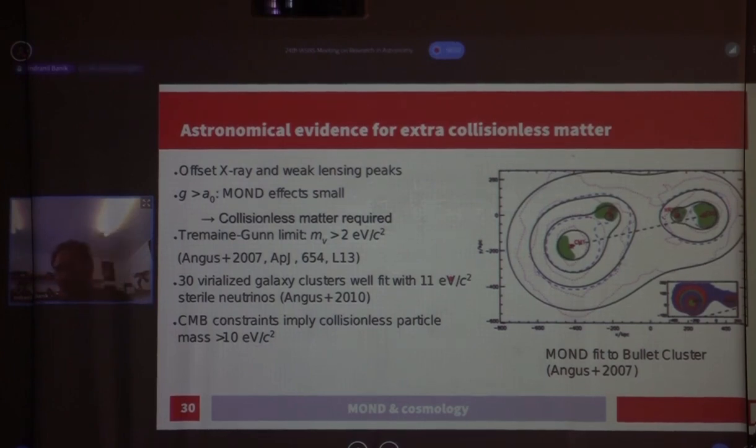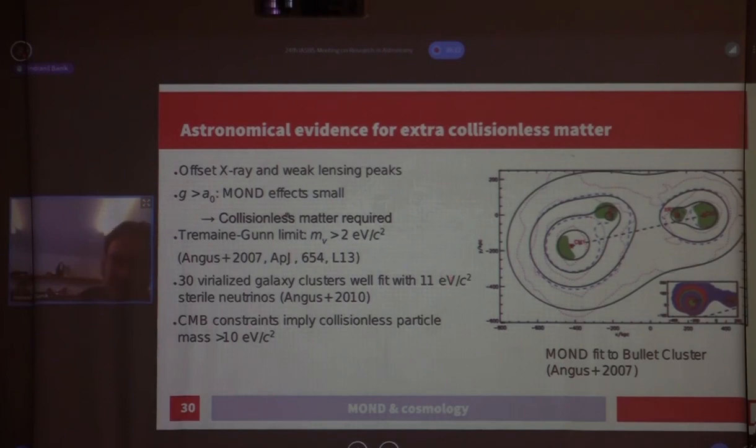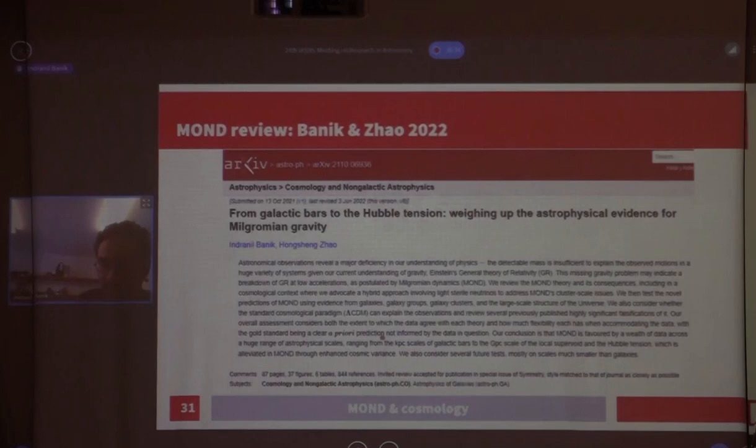Yeah, that's okay. So what I was going to say is there's other evidence for dark matter, or at least for some collisionless matter, from the Bullet Cluster. You've probably seen that image before, but this actually can be fit very well with sterile neutrinos of a mass of only 2 eV/c², let alone 11. The dynamics of other galaxy clusters can be explained pretty well in MOND also.